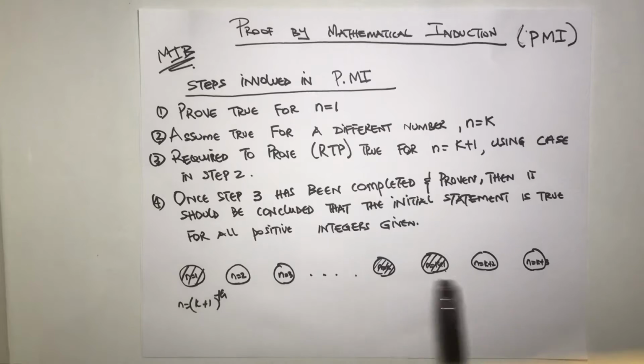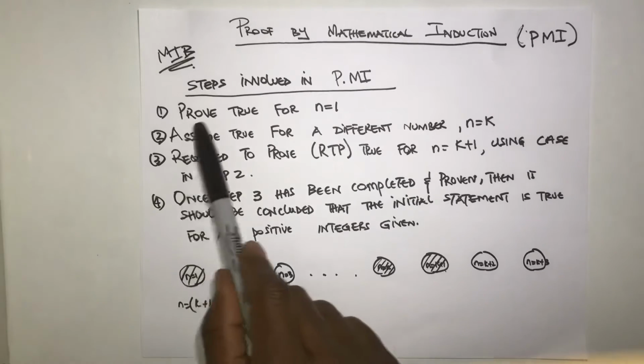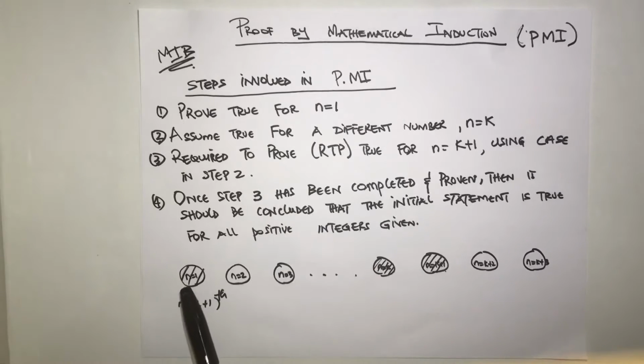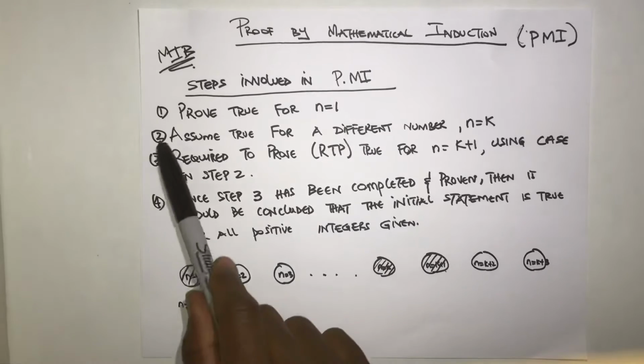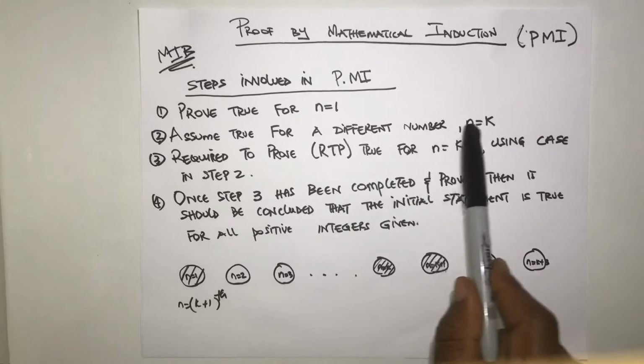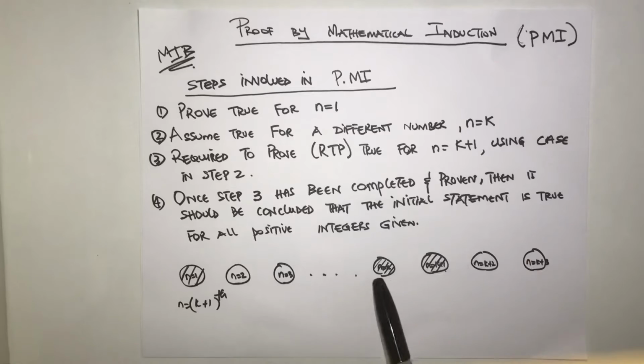Now, in looking at the basis of mathematical induction, we actually reasoned that it was like a train of dominoes, where the first thing you do is to prove true for n equals 1. Once you have proven true for n equals 1, then this domino will hit the subsequent domino, which is n equals 2, and create a train or domino effect. Then we move on to step 2, where we assume true for a different number, n equals k. So right here you can see we shaded n equals k because this is a different domino. So this is assumed true.